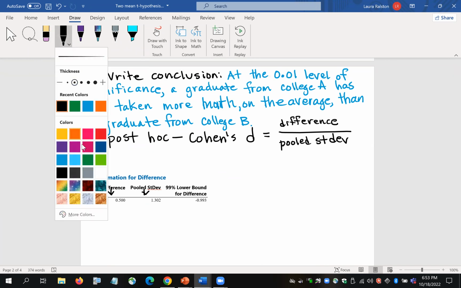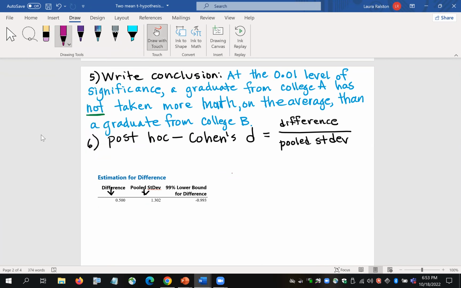I have the formula for Cohen's d, so my difference is 0.500 divided by the pooled standard deviation, which is 1.302. Both those numbers are given in the Minitab output. Now I do have to manually calculate this with my calculator. So 0.5 divided by 1.302 equals approximately 0.384. So Cohen's d for this particular test is 0.384.